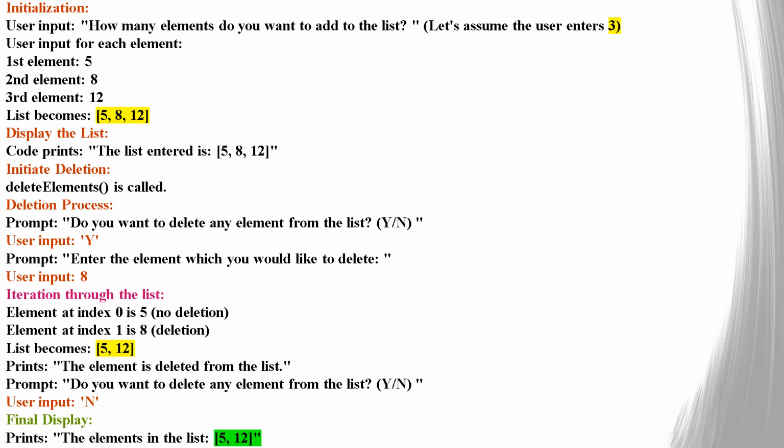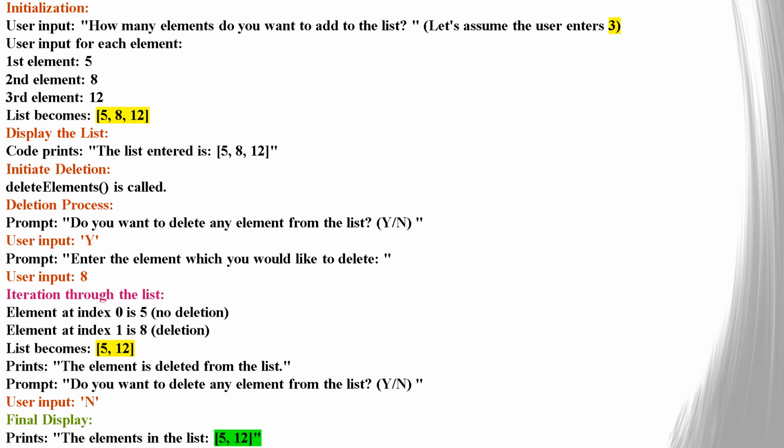Display the list. Code prints, the list entered is 5, 8, 12. Initiate deletion. Delete elements function is called, deletion process. Prompt: do you want to delete any element from the list? Y/n. User input, y. Prompt: enter the element which you would like to delete. User input, 8. Iteration through the list.